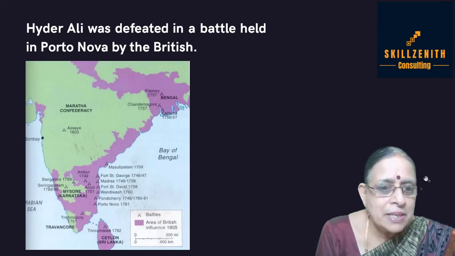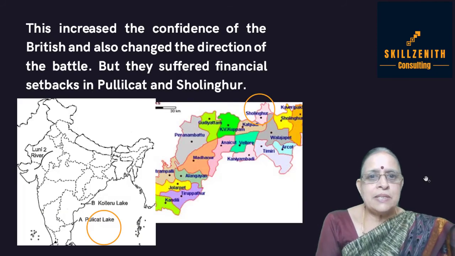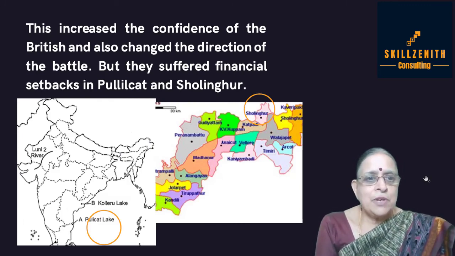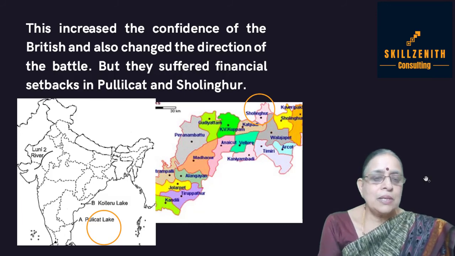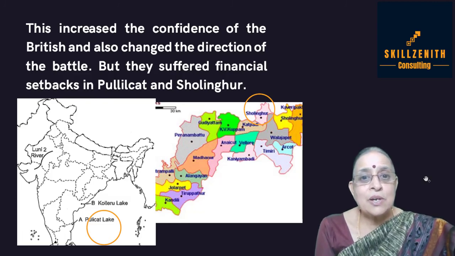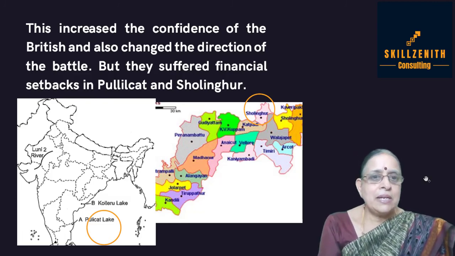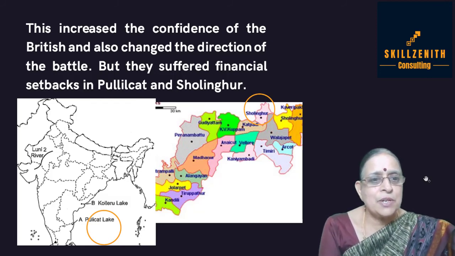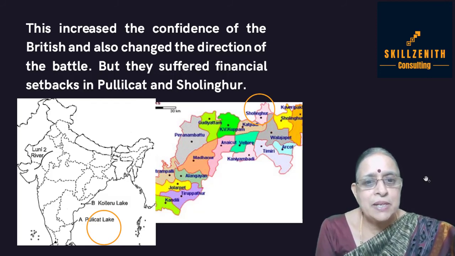Porto Novo is near Pondicherry. This increased the confidence of the British. Hyder Ali was a very powerful person in the south. The British were thinking that he was an obstacle. Now he was defeated. This increased the confidence among the British and it changed the direction of the battle. But they suffered financial setbacks in Pulicat and Sholingur.